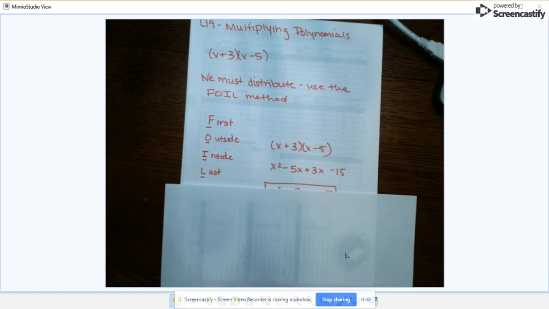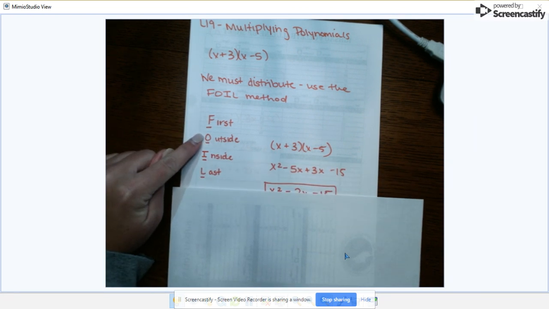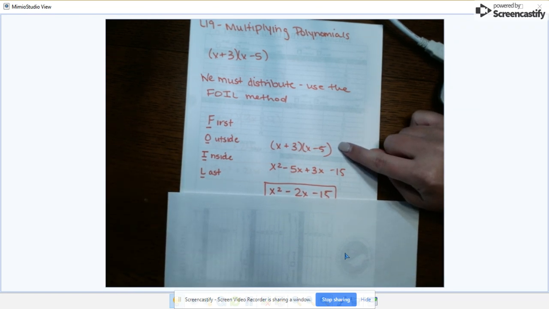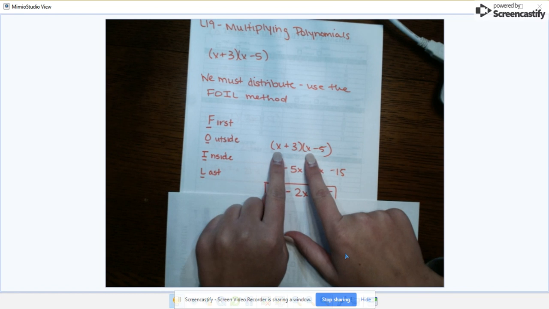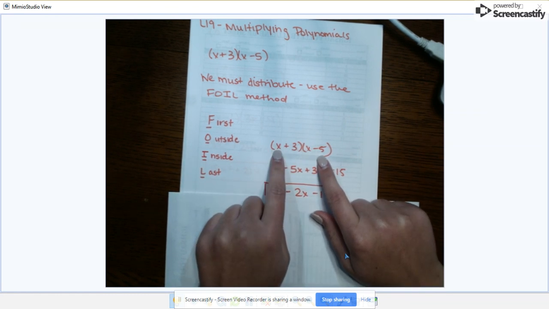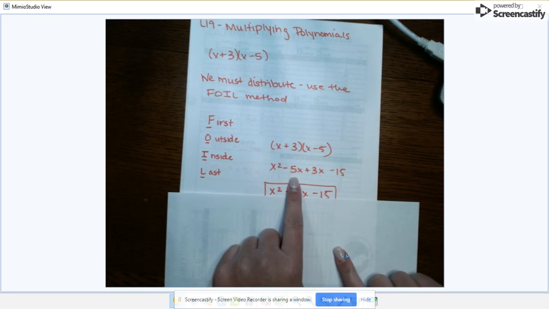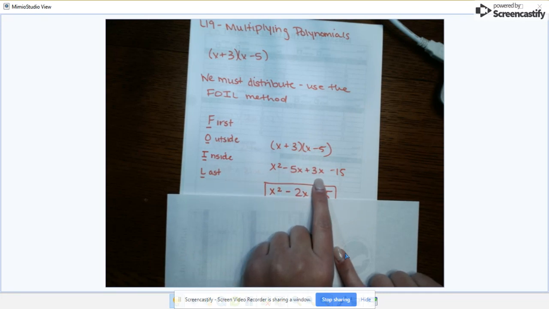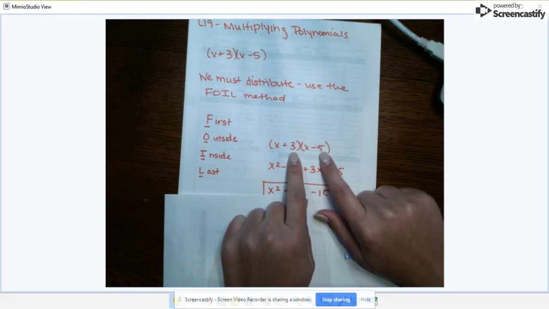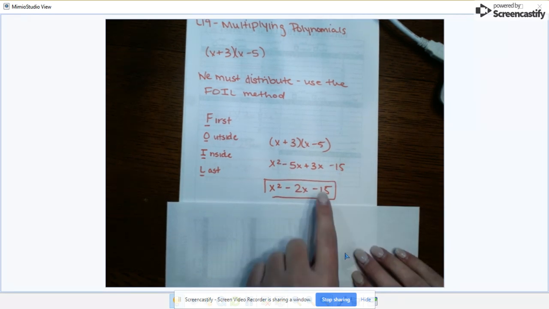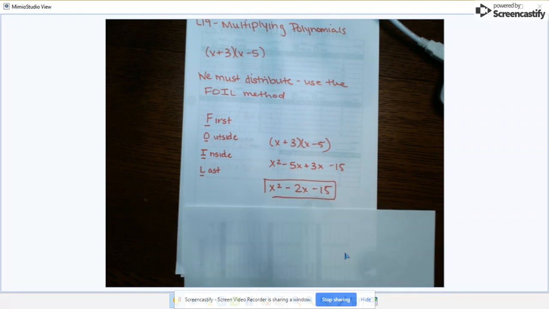Just a reminder, the F stands for first, O stands for outside, I is inside, and L is last. So if we go over to multiply these two binomials, first we do our first, which is x times x, which is where I get the x squared. Outside means outermost, so we have an x times a negative 5, which gives us minus 5x. Inside is 3 and x, which is a 3x. And then the last is the last in each parentheses, so 3 times negative 5 gives us negative 15. Combine your like terms, which will be these middle two terms most often, and you get x squared minus 2x minus 15.